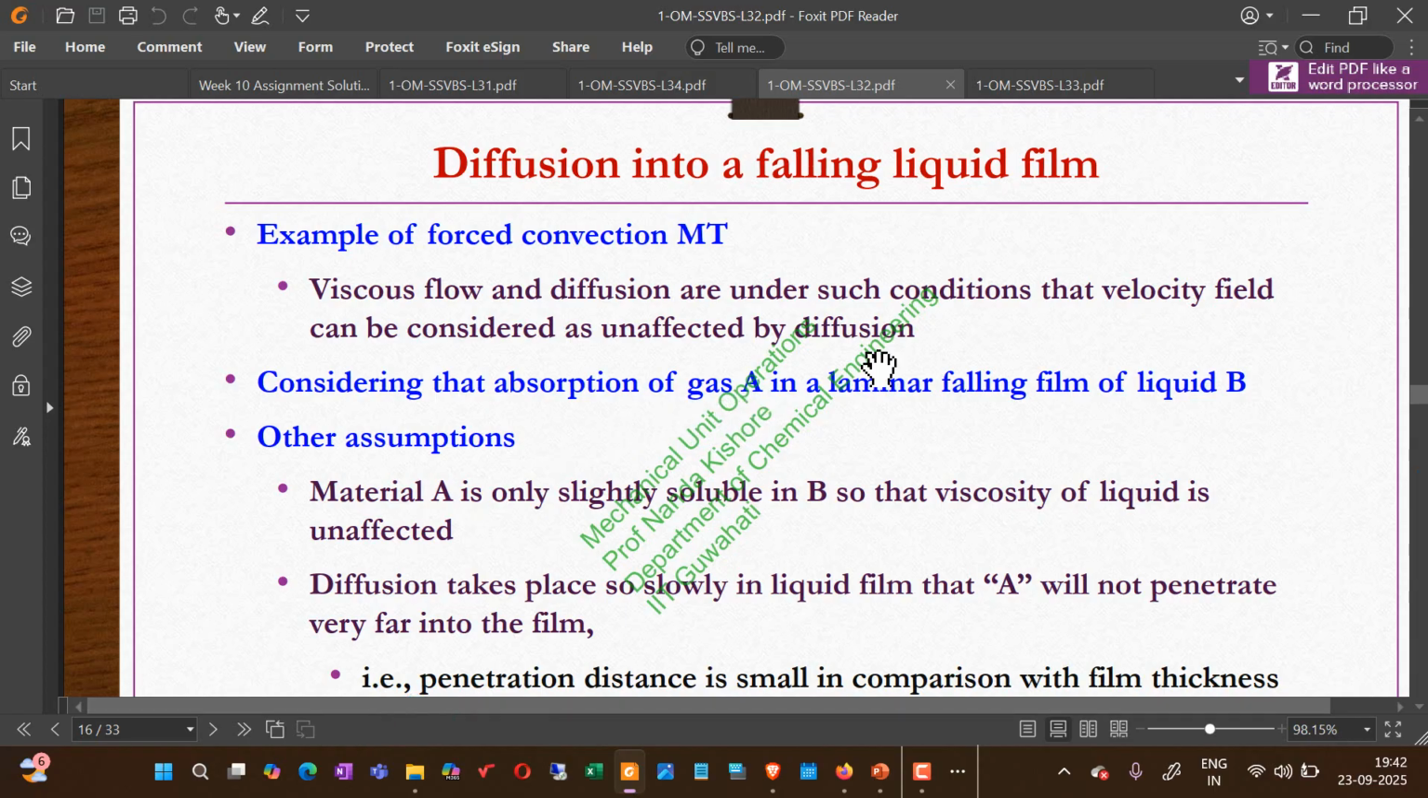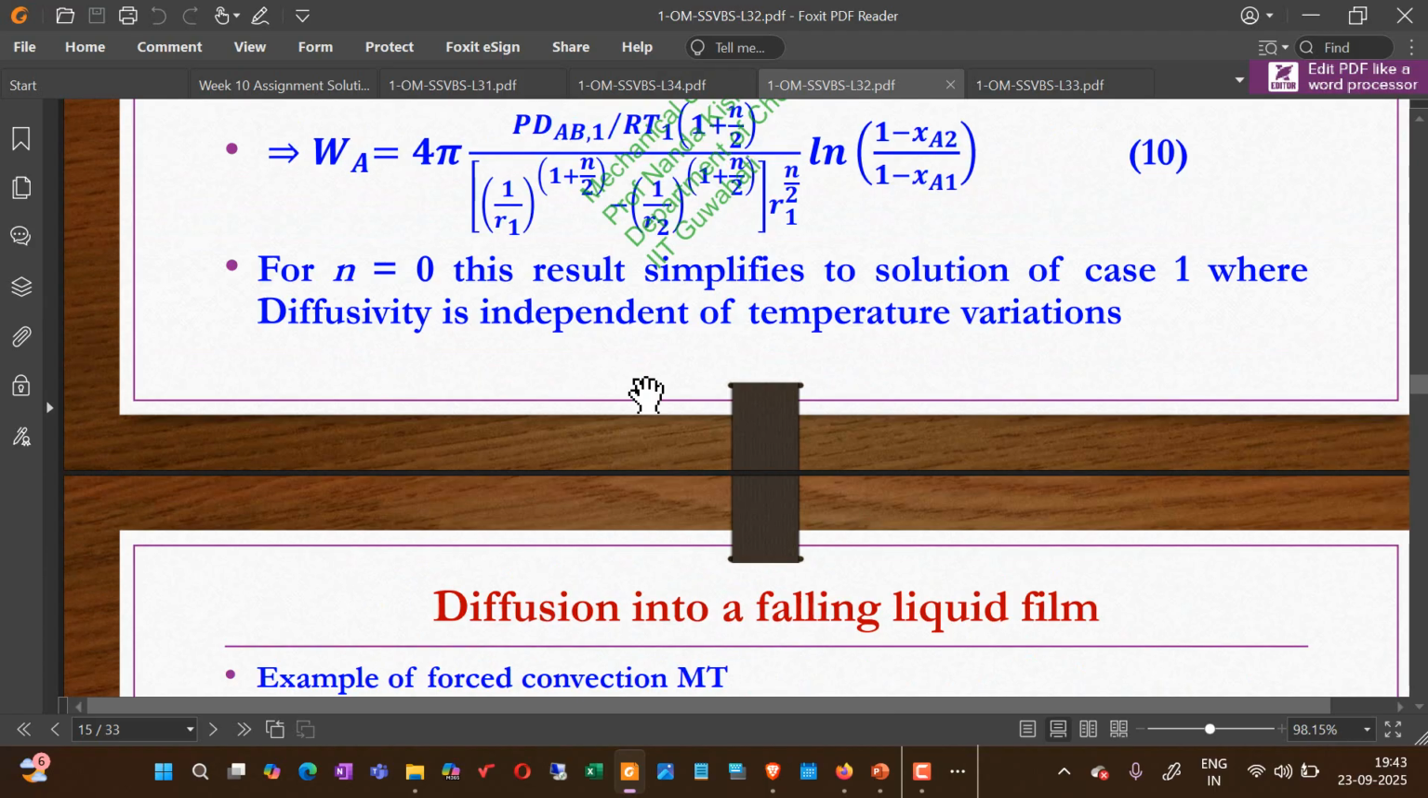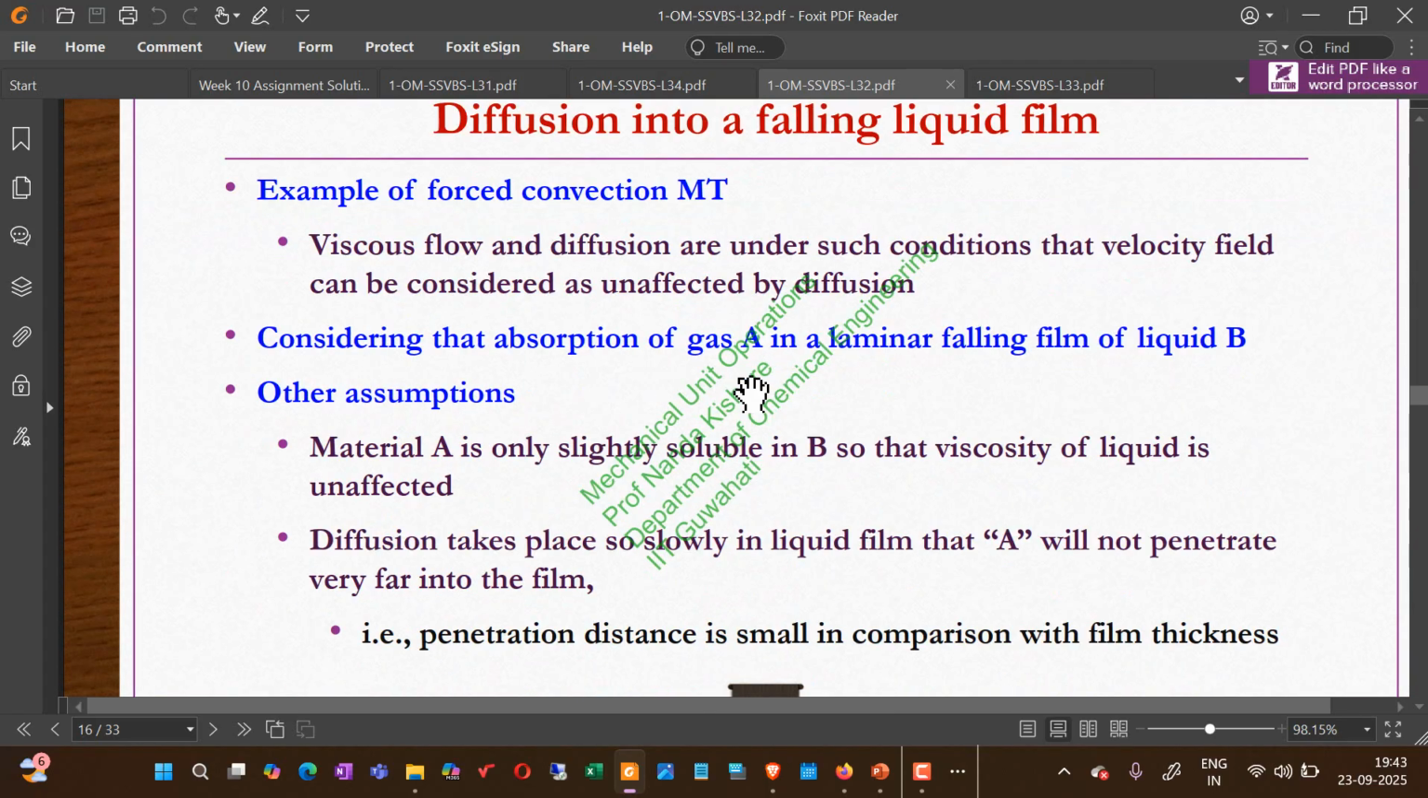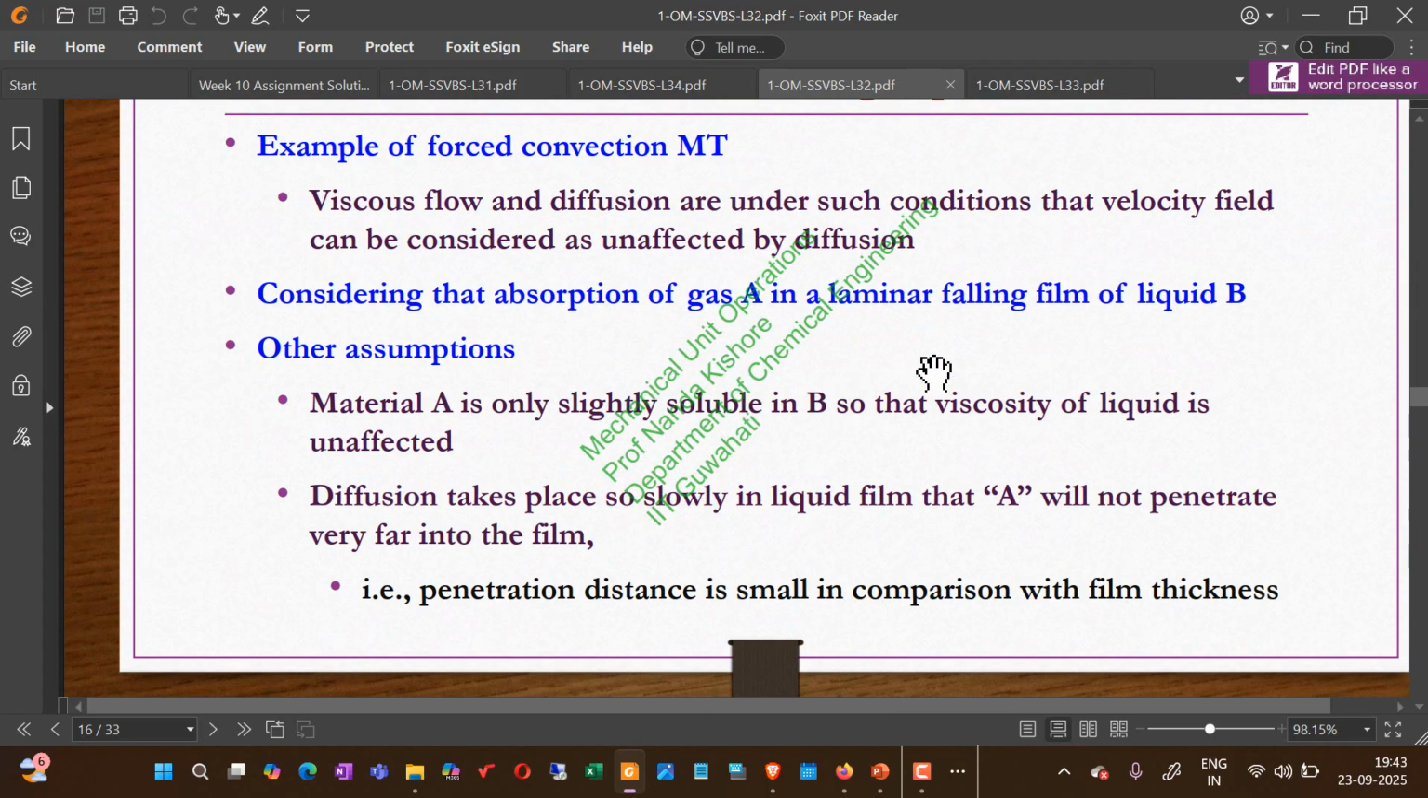So diffusion into a falling liquid film. Diffusion is happening in a falling liquid film, for example of forced convection mass transfer. Okay, so here if you see, viscous flow and diffusion are under such conditions that the velocity field can be considered as unaffected by diffusion, right? The velocity field is unaffected by diffusion, it is assumed.